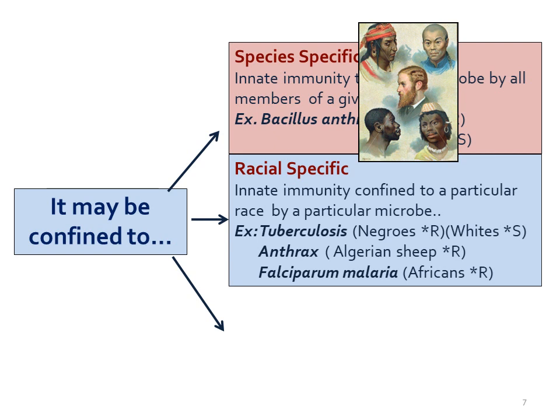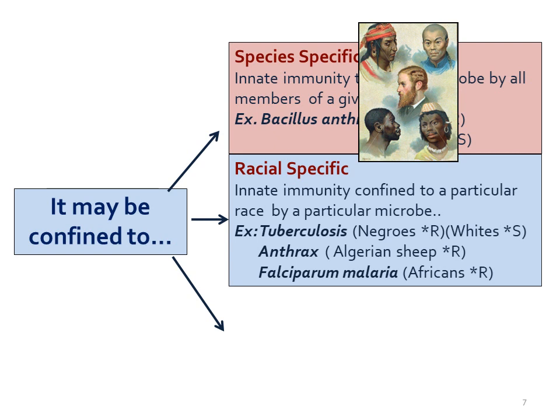So, for example, if you take tuberculosis, Negroes are resistant to tuberculosis, whereas whites, including us, Caucasoids, are sensitive. That means we may suffer with this tuberculosis disease, whereas Negroes may not. And anthrax is a disease of animals, primarily, we all know. But Algerian sheep, even though it's an animal, are resistant to anthrax. And malaria is a disease of human beings, but Africans are resistant to falciparum malaria.